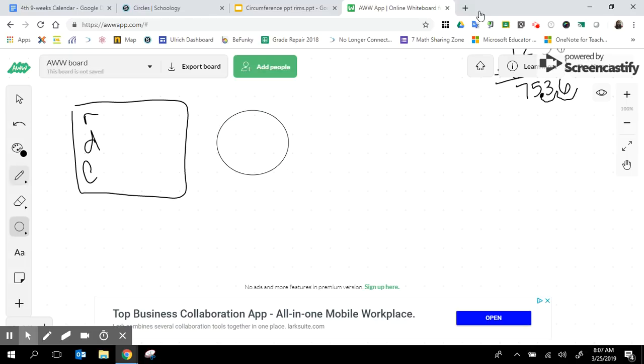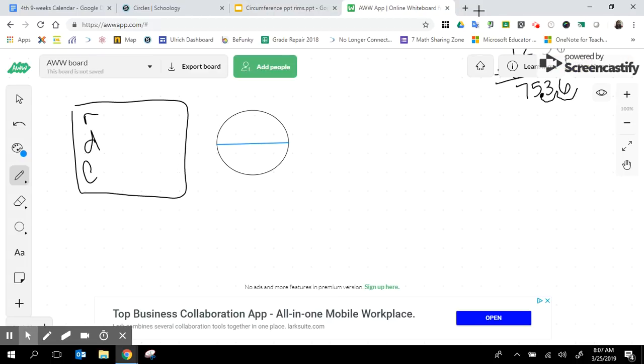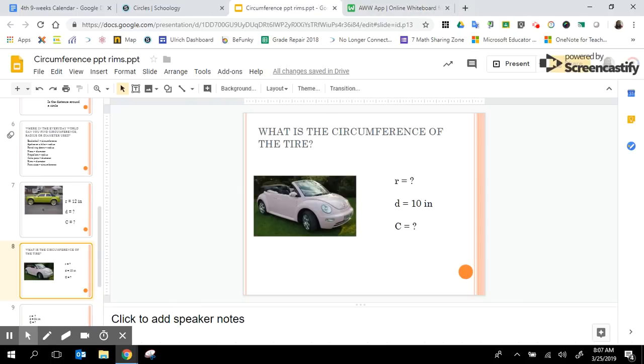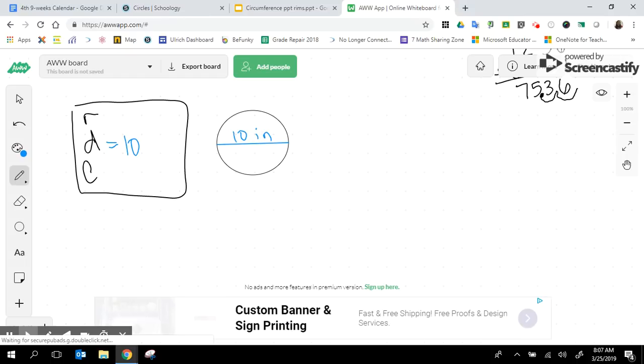Here we go. And this time they gave us the diameter. So I'm going to put it in blue. The diameter goes all the way across through the center. And it said the diameter was 10. 10 inches? Inches. A little bitty car. All right, so if we know our diameter is 10, our radius is from the center to the edge. So if this whole thing is 10, that really means this part's 5 and this part's 5. So our radius is 5 inches.